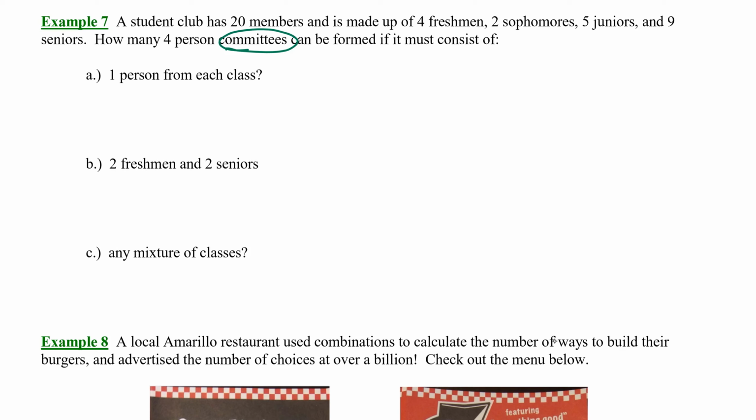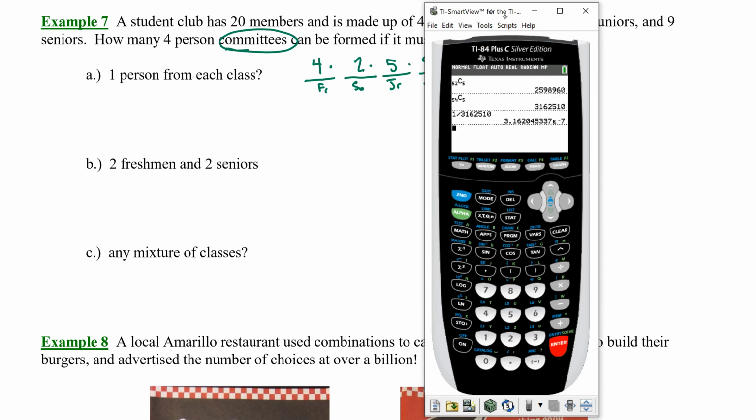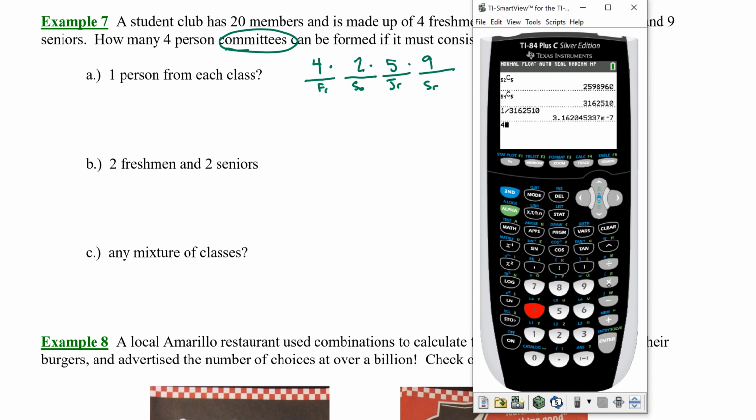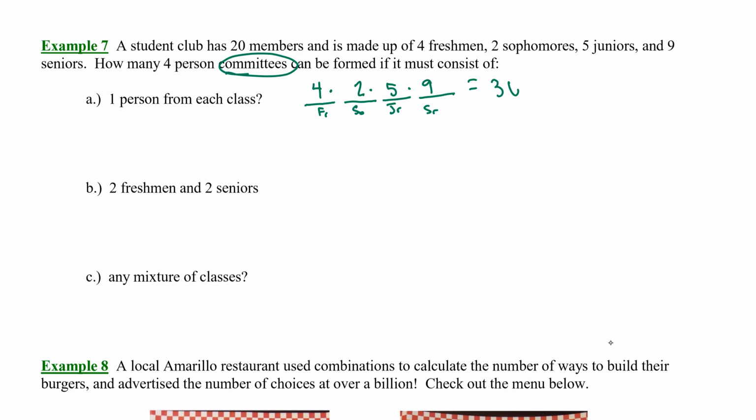Well, in this case, we can use the fundamental counting principle. We can say, how many possible freshmen do we have to choose from? How about sophomores, juniors, and seniors, right? So we had 4 freshmen to choose from, 2 sophomores, 5 juniors, and 9 seniors. So we're simply going to use our fundamental counting principle to multiply the number of choices for each decision, right? Number of available students for each spot. And we would get, in this case, 360 possible committees.